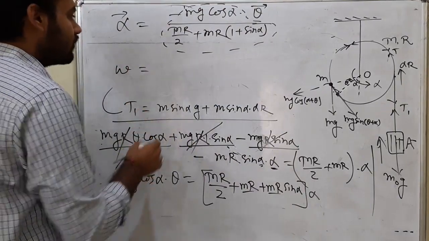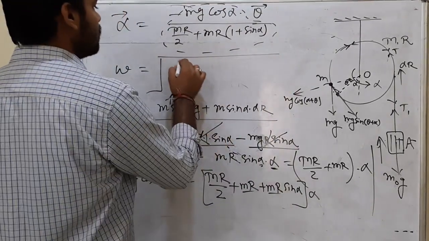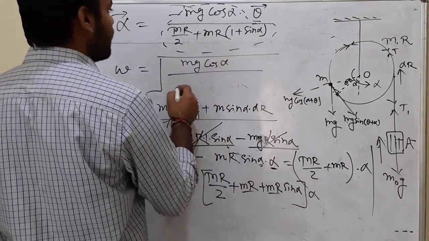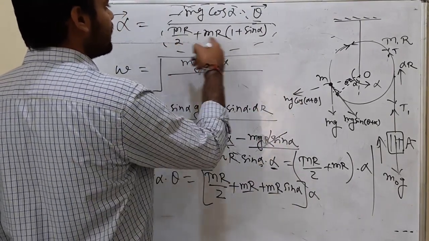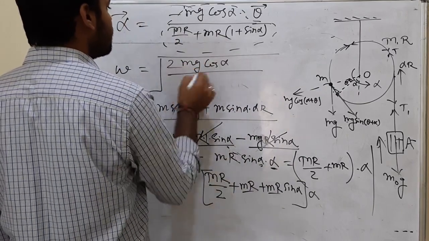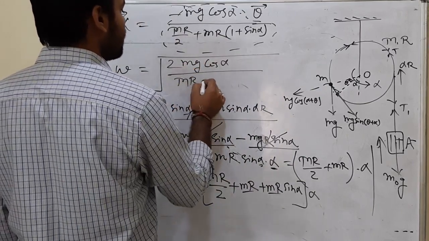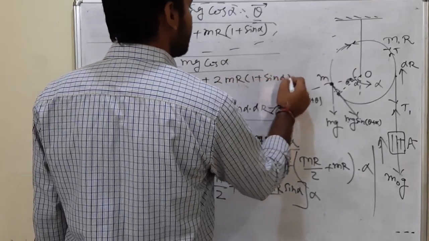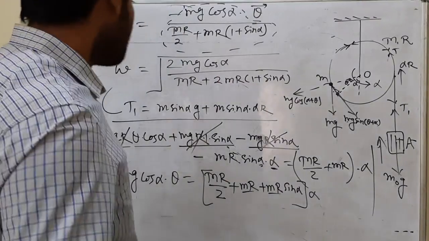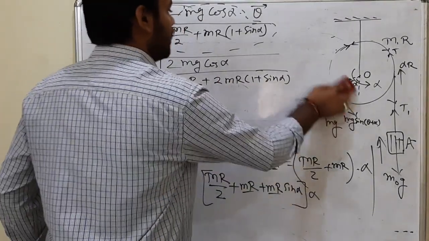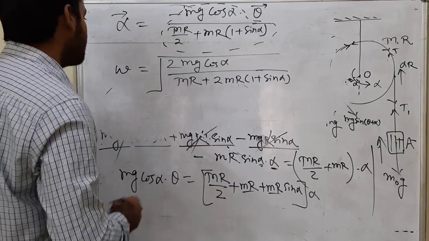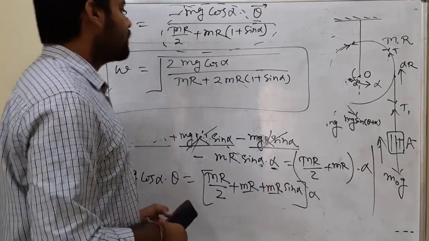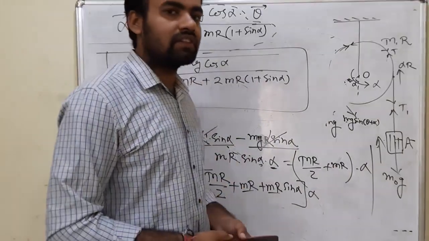So omega will equal the root of mg cos alpha divided by, taking the LCM of this term, which is 2, mr plus 2mr sin alpha. So this is our final answer. If I have not made any mistake here, it must be the final answer. Okay, you solve the same question using the energy method.